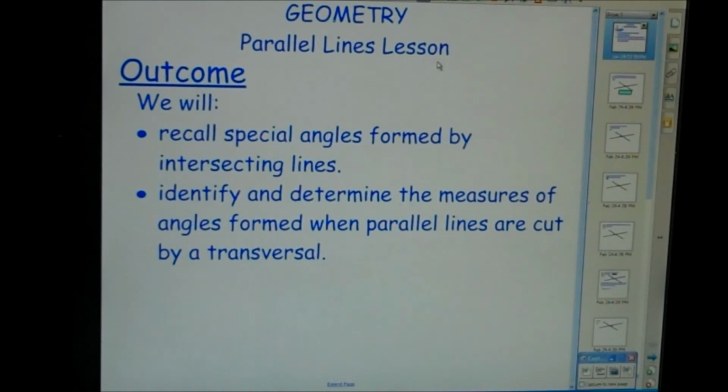Today, our outcome is we will recall special angles formed by intersecting lines. Those are special angles that you already should know about from last year and the year before. We'll just refresh our memory of them and then move on to things that are new and a little bit more difficult. We're also going to identify and determine the measures of angles formed by parallel lines when those parallel lines are cut by a transversal. That might be a new vocabulary word for some of you, and you may want to, when we get to that slide, write it down. Are you ready?